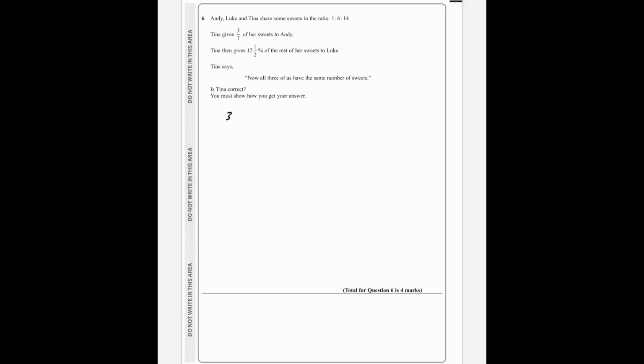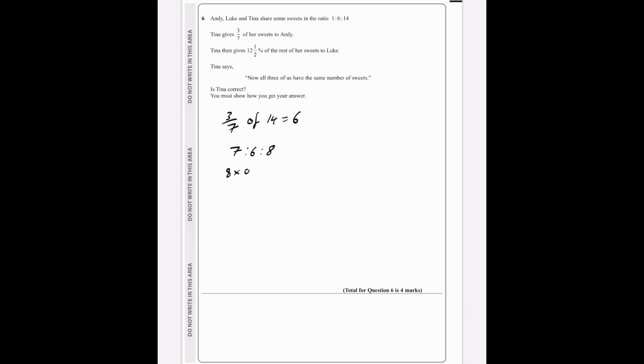For 6, we want Tina to give 3/7 of her sweets. So 3/7 of her 14 parts are 6 parts. So 6 gets added to Andy's 1 and taken off Tina's 14. So we now have a ratio of 7 to 6 to 8.